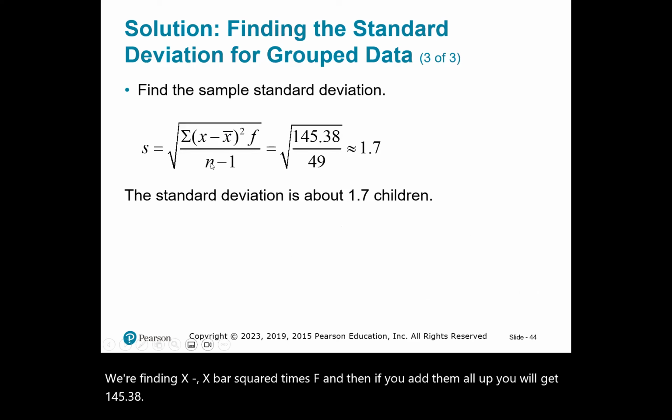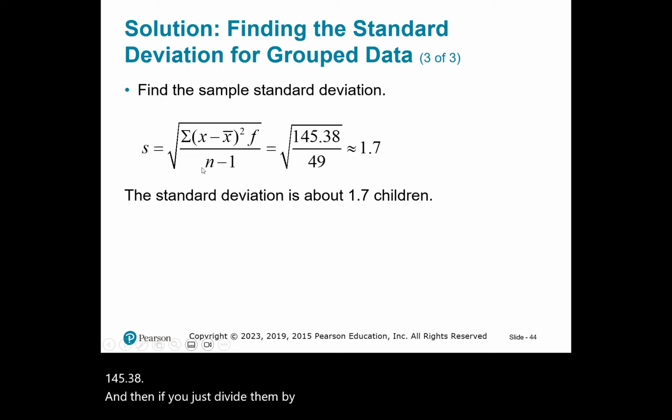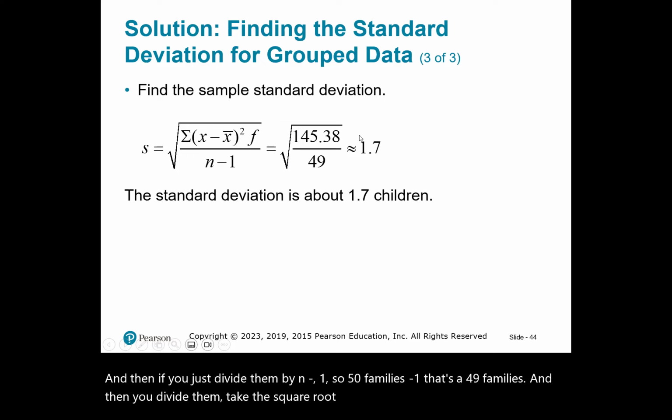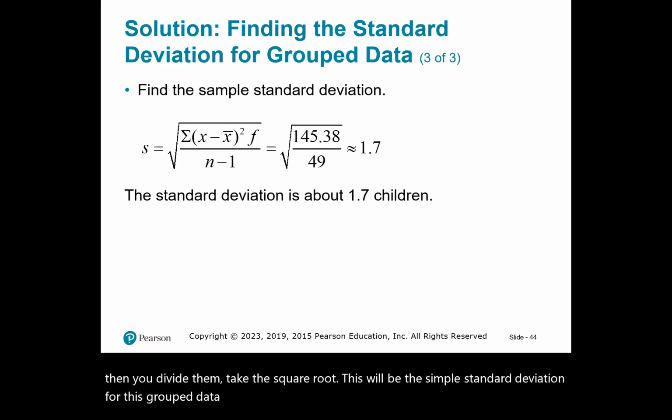Then you divide by n minus 1, so 50 families minus 1 is 49. You divide, then take the square root. This will be the sample standard deviation for this grouped data. The standard deviation is about 1.7 children.